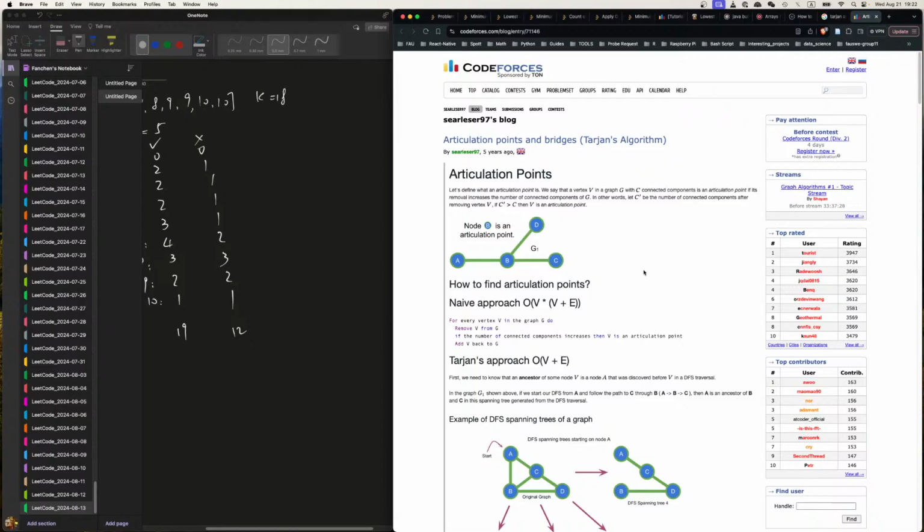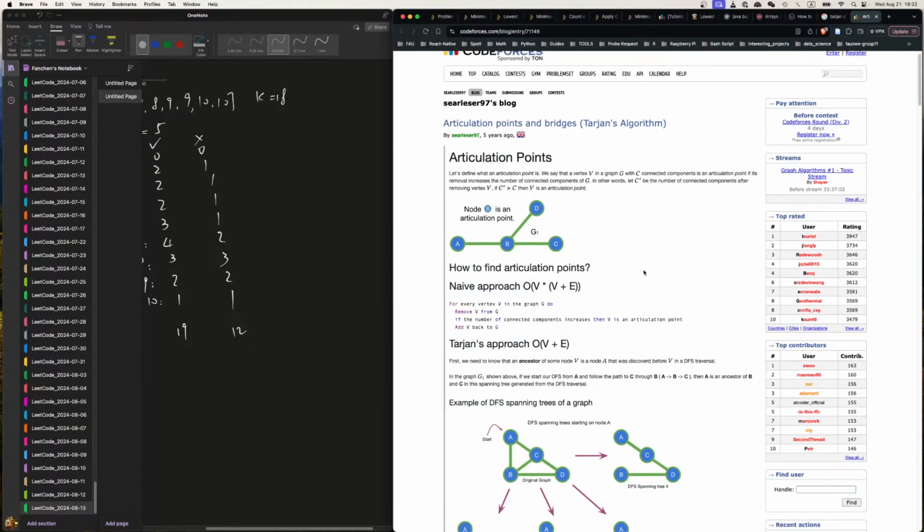Totally makes sense. How to find articulation points? Naive approach. For every vertex V, if I remove it, if the number of connected components increases, then V is an articulation point. Then add V back to G. Exactly. That's our algorithm. It's V times V plus E. Tarjan is V plus E.